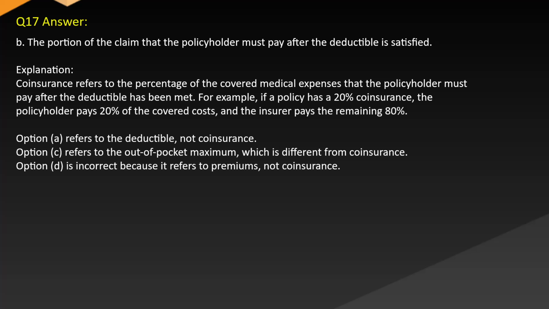Option A refers to the deductible, not coinsurance. Option C refers to the out-of-pocket maximum, which is different from coinsurance. Option D is incorrect because it refers to premiums, not coinsurance.